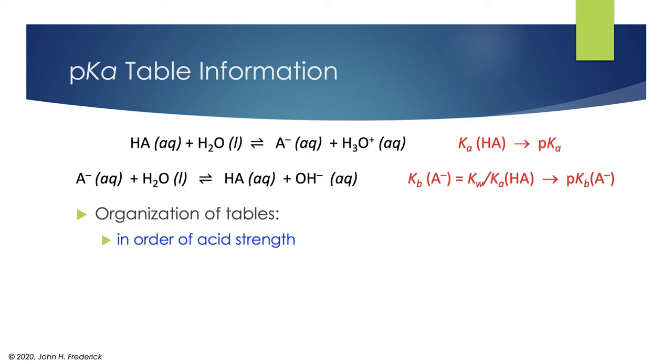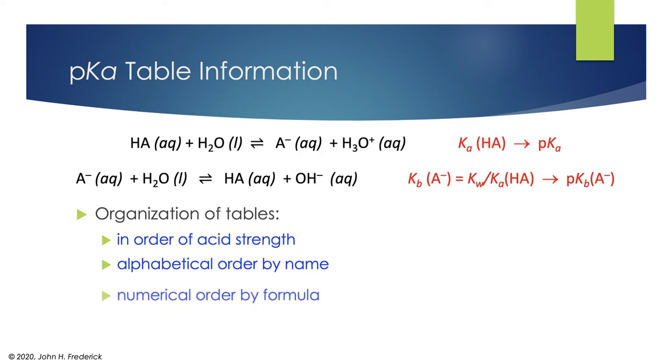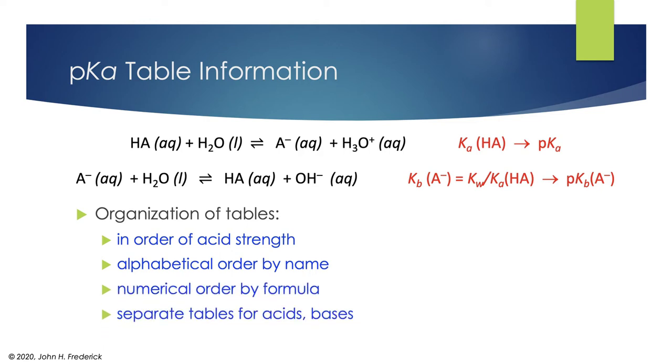Now, there are several different ways these tables can be organized. They could be ordered in order of acid strength. They could be placed in alphabetical order by the name of the acid. They could be in numerical order by formula, or they could be in separate tables for both acids and bases. You can find all of these different ways of organizing them, so you need to be alert and figure out, for the particular table you're looking at, how to find the particular acid you're interested in.